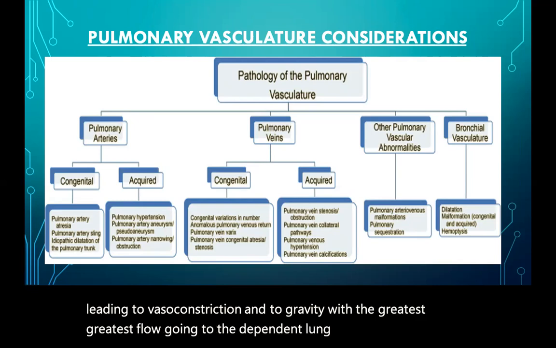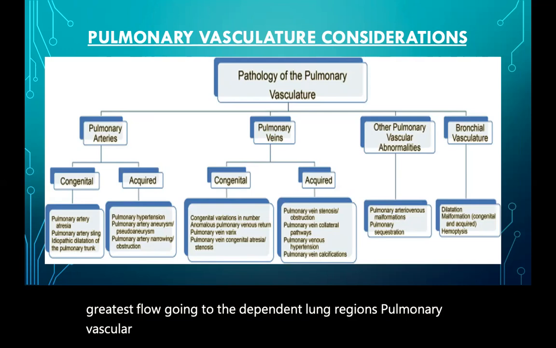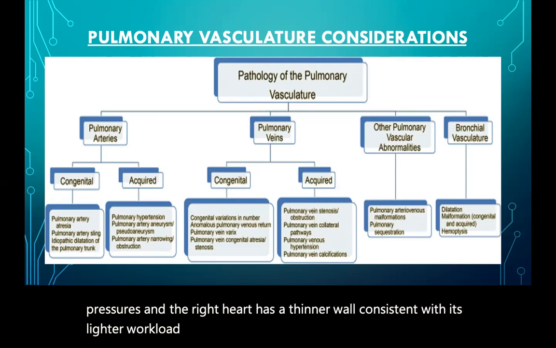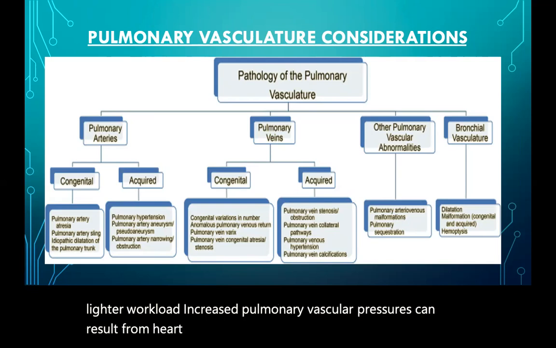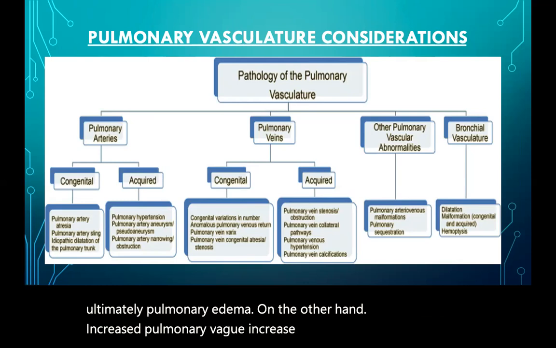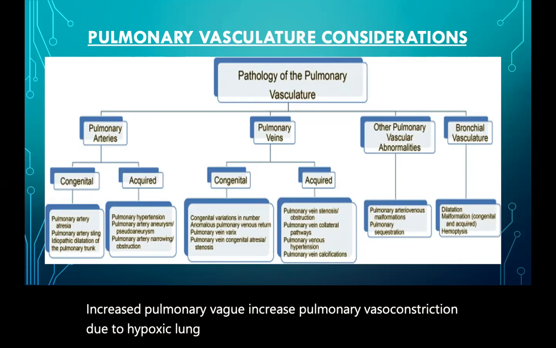Pulmonary vascular pressures are substantially lower than systemic vascular pressures, and the right heart has a thinner wall consistent with its lighter workload. Increased pulmonary vascular pressures can result from heart failure, leading to pulmonary congestion and ultimately pulmonary edema. On the other hand, increased pulmonary vasoconstriction due to hypoxic lung disease can cause secondary heart failure.